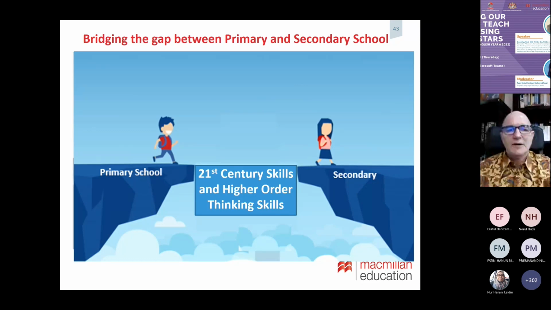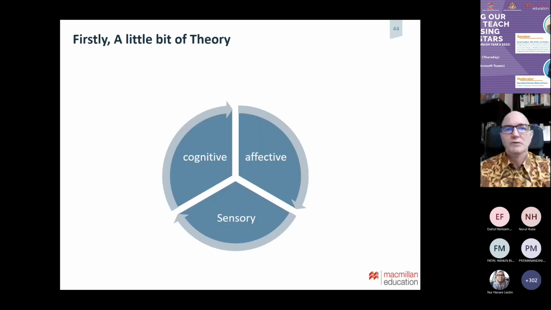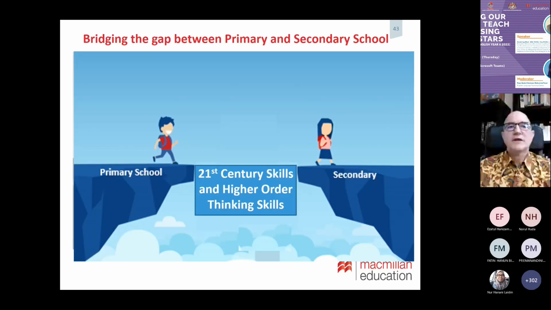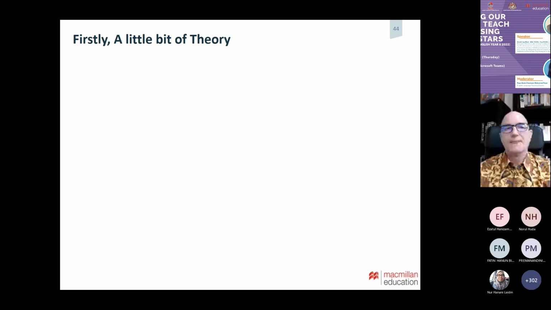So let's have a little bit more of a deeper dive now into what we call 21st century skills, but also what we call HOTS. So I've got an acronym, HOTS, which is higher order thinking skills. So firstly, let's look at a bit of theory.